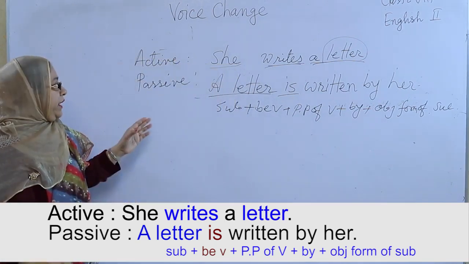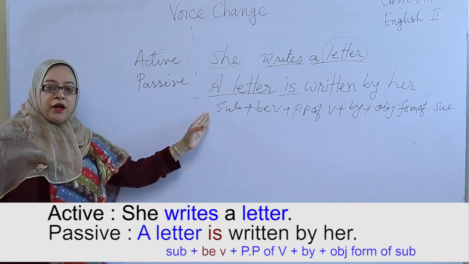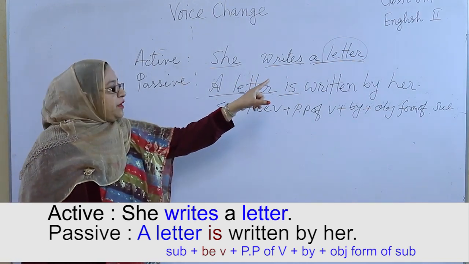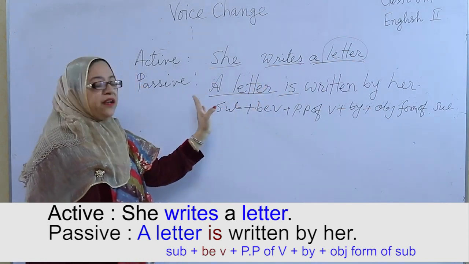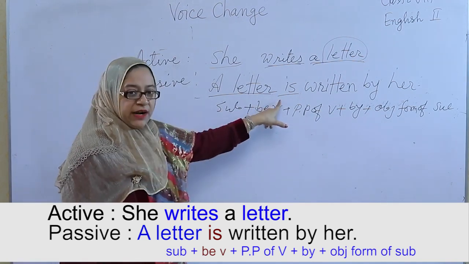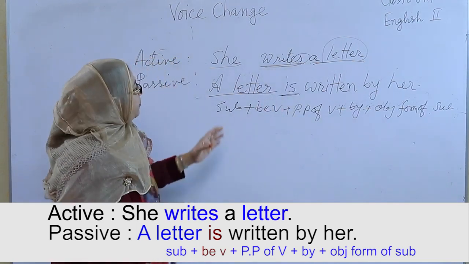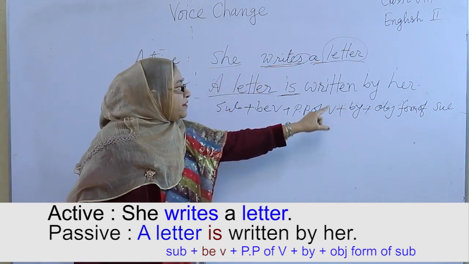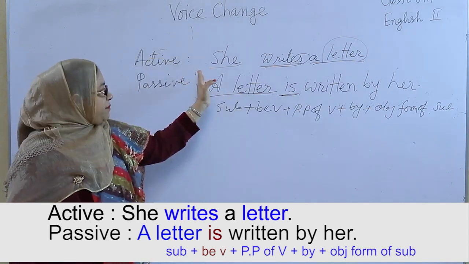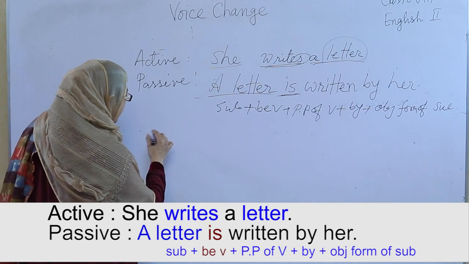This is the rule for how we turn active to passive. So we see that the object of the first sentence, a letter, becomes the subject of this sentence, and then I use the be verb is because it is present tense. I use the be verb, and then the past participle form of write, written, plus by, and then the objective form of the subject, her. So look, again I write another sentence.